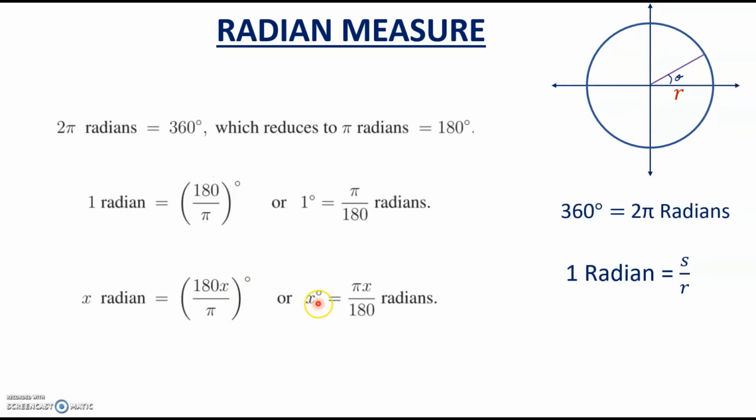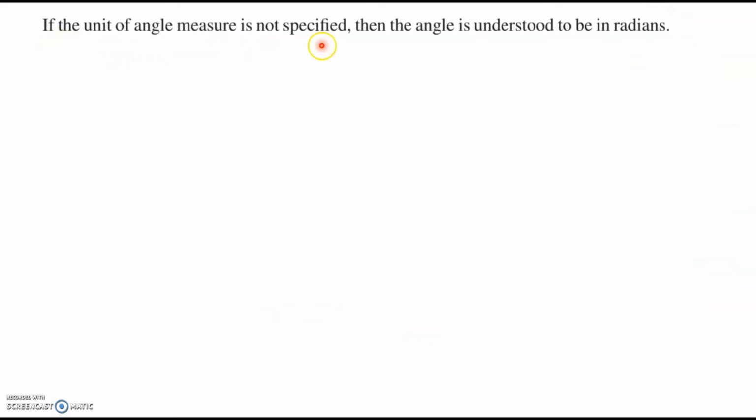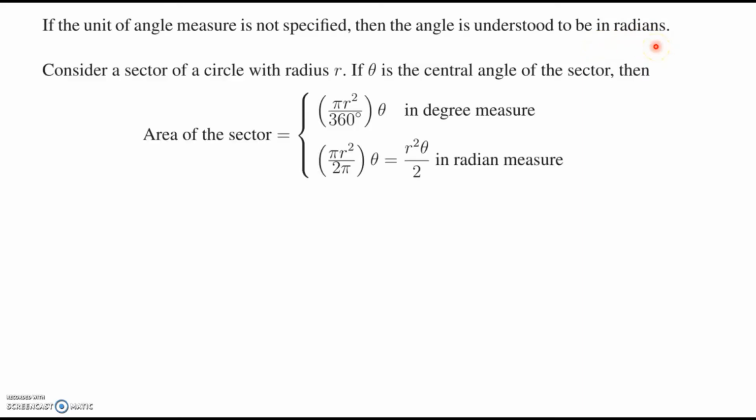Or if you're given the degree and you want to convert it to radian, then if you multiply x into pi and divide it by 180, you will get the corresponding radian. You can treat this as the conversion formula for radian to degree and from degree to radians. If the unit of angle measure is not specified, then the angle is understood to be radians. So, if you don't see the degree or any symbol, then it is understood that it is represented in radians.